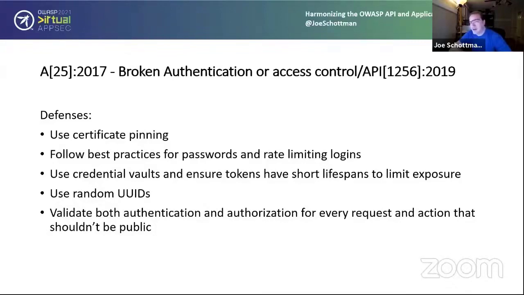When you must have API keys that are stored on systems, use credential vaults to make it harder to get access to them, and make sure that your tokens expire fairly rapidly. So if someone does get an unauthorized token, it limits the amount of damage they can do with it. Make sure that you're using random UUIDs, unique identifiers, so that people can't just go one by one up iterating an integer and find lots of records.